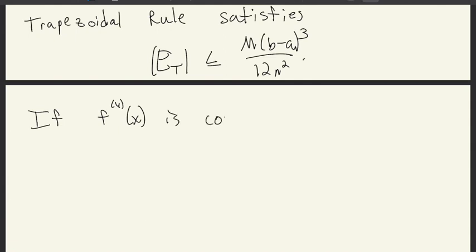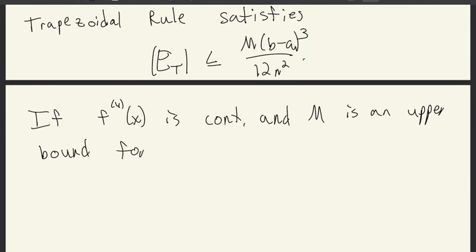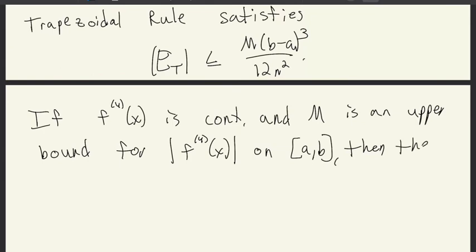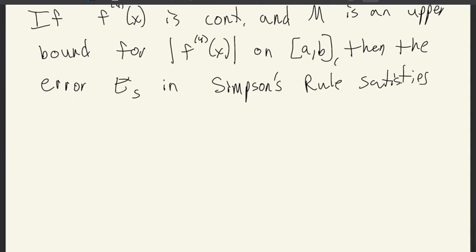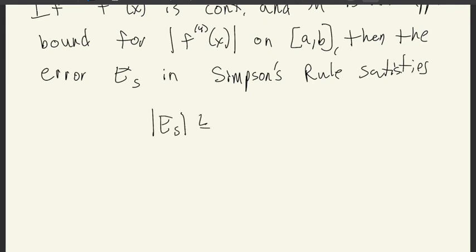Likewise, there's something similar for Simpson's rule. If the fourth derivative of f is continuous and M is an upper bound, this time for the absolute value of the fourth derivative of f on a to b, then the error E_S in Simpson's rule satisfies: the absolute value of E_S is less than or equal to M times (b minus a) to the fifth divided by 180 n to the fourth.